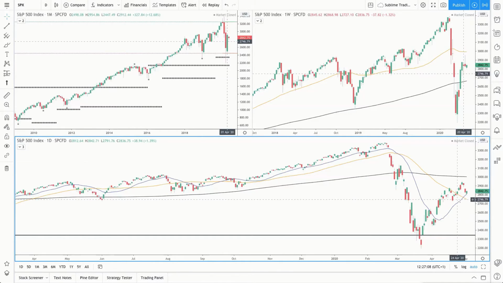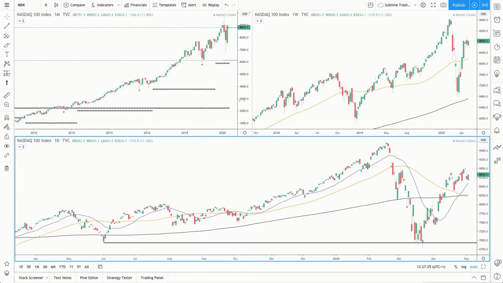Again, a golden cross, but it means very little until we actually start seeing resistance levels broken: this high, the 200 moving average, the 3,000 round number, the 50 simple moving average. Then we're likely to see strength to the upside. Again, if support levels are broken, then we could see weakness back to the low of March.